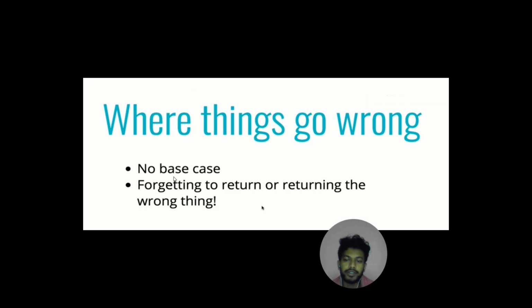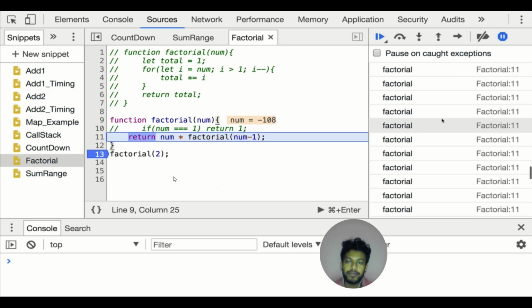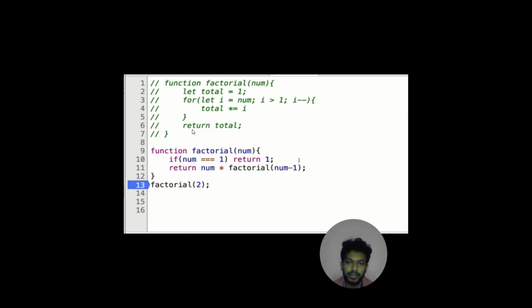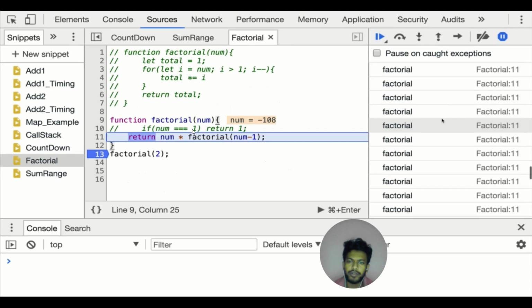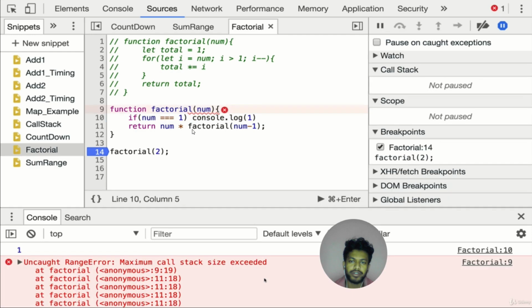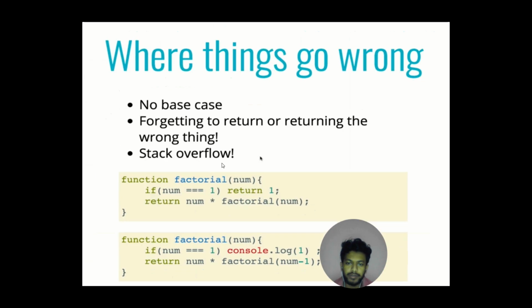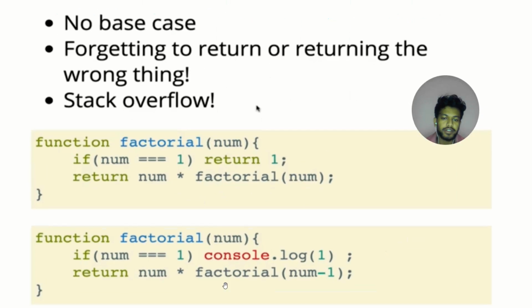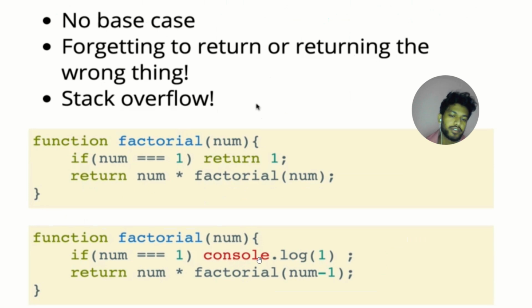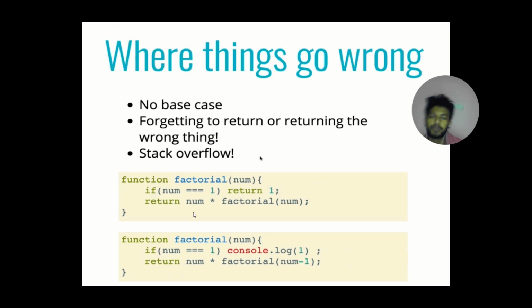So why? Because there is no base case. Or, for example, you did write a base case, but your base case doesn't contain a return keyword. Instead it contains a console log. It's just like, hey, if num is equal to 1, don't bother much, just console log 1 and continue doing your work. But we don't want that.